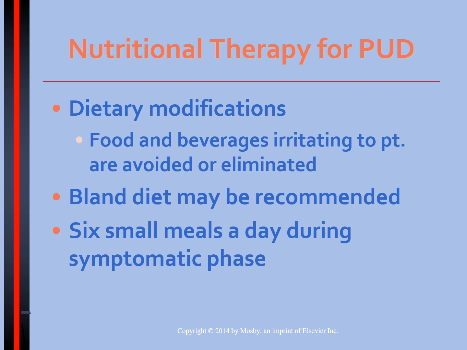Nutritional therapy for PUD, a lot of diet modifications. Food and beverages that are irritating the patient are avoided or eliminated. There's no standard recommended dietary modification really put forth for PUD, but foods that commonly cause gastric irritation include hot, spicy foods, pepper, carbonated beverages, alcohol, caffeine-containing beverages, and broth can actually irritate them as well, especially those like meat extract. So a bland diet may be recommended, and 6 small meals a day are really recommended during the symptomatic phase. Large meals can really irritate that ulcer.